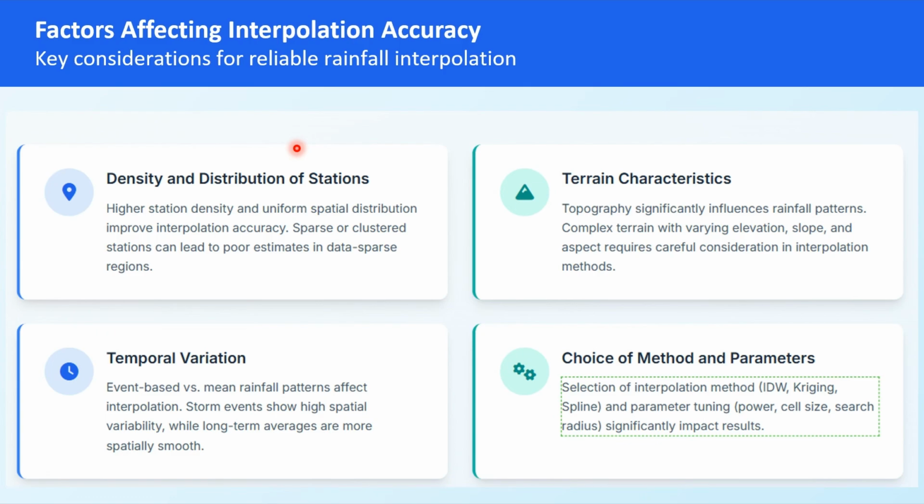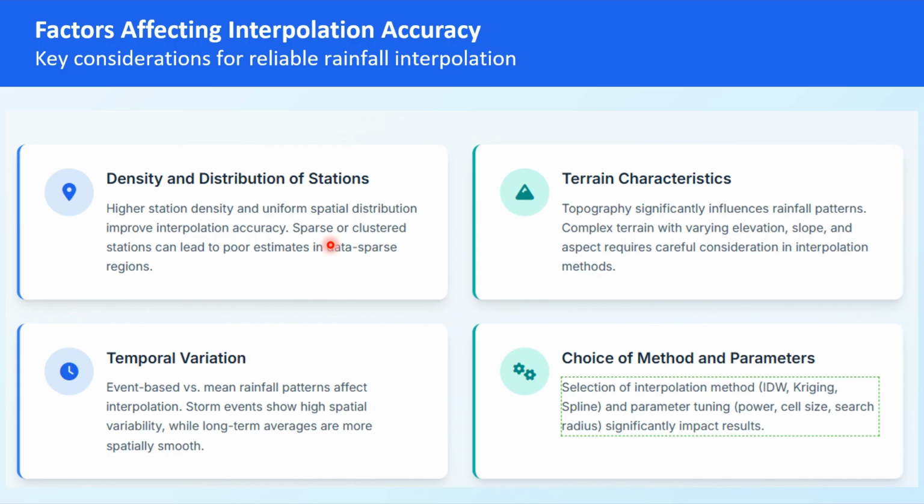Now, the factors which affect the interpolation accuracy, first of all, is the density and distribution of the stations. It's a simple thing that if we have more points of the rainfall data set or any other data set, the accuracy of our interpolation will be increased. The higher the station density and the more uniform the spatial distribution, the better the interpolation accuracy. Sparse or clustered stations can lead to a poor estimate in the data sparse region.